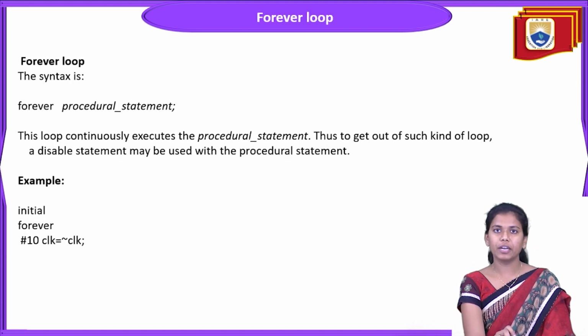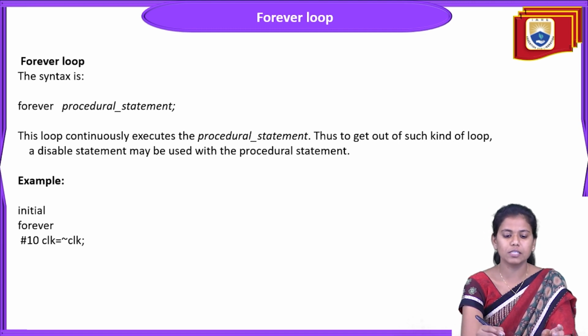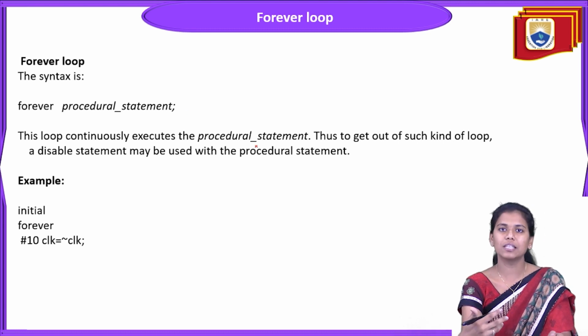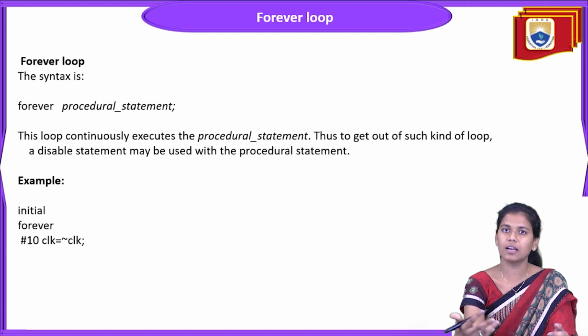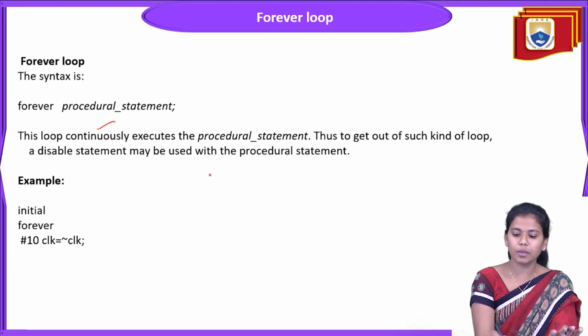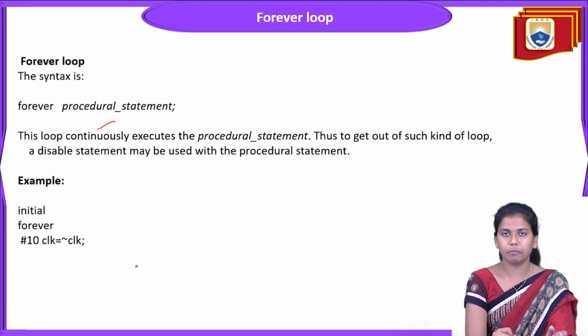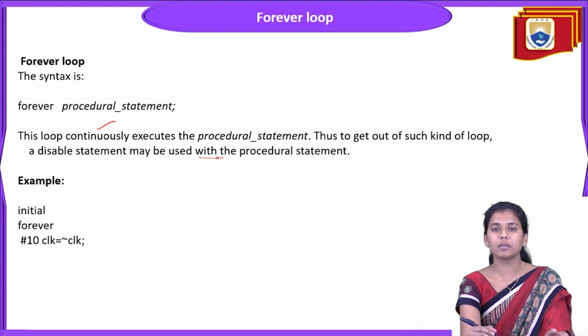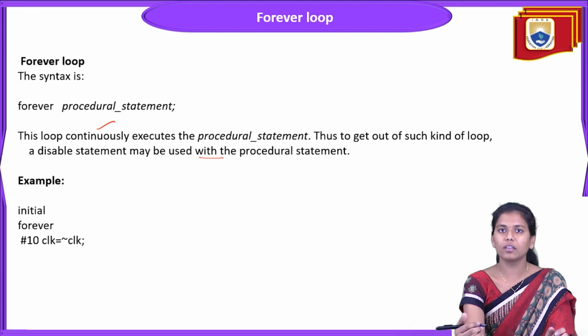And coming to the forever loop. So here this forever loop is forever followed with the procedural statement, and this loop continuously executes the statement. So the word says forever. So forever is continuous, right? It doesn't stop somewhere or anywhere. So this loop continuously executes the procedural statement, and thus, to get out of such kind of loop, a disable statement may be used with the processor. So sometimes what happens in between, there is a chance of a disable statement.